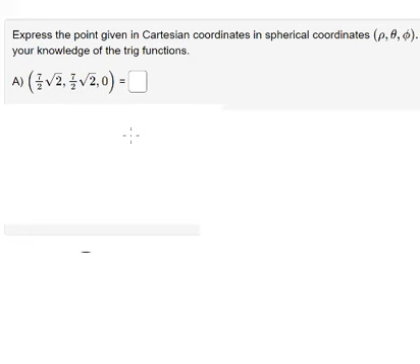Hello everybody. So today I will talk about calculus. The topic today is about spherical coordinates. So now I will show you how to answer.